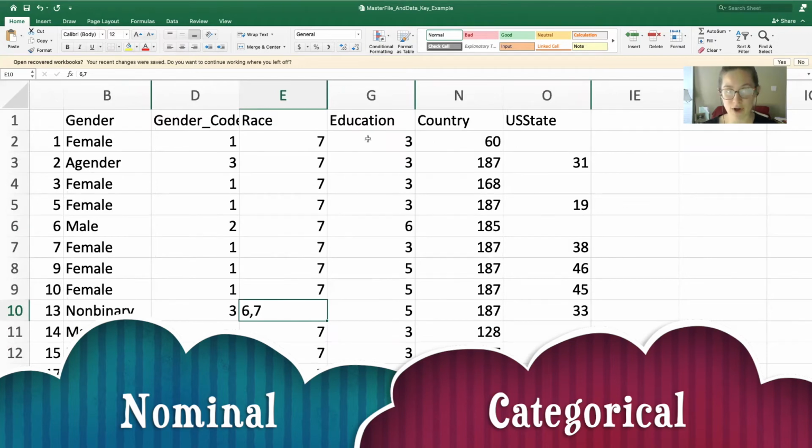We have a couple of other nominal variables here on the screen. We have country.